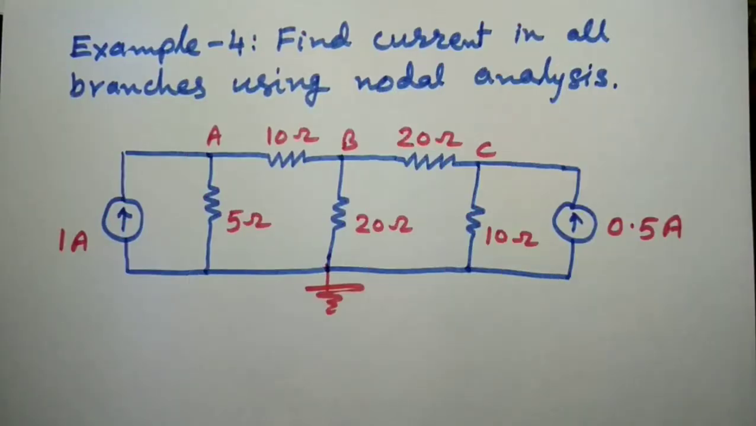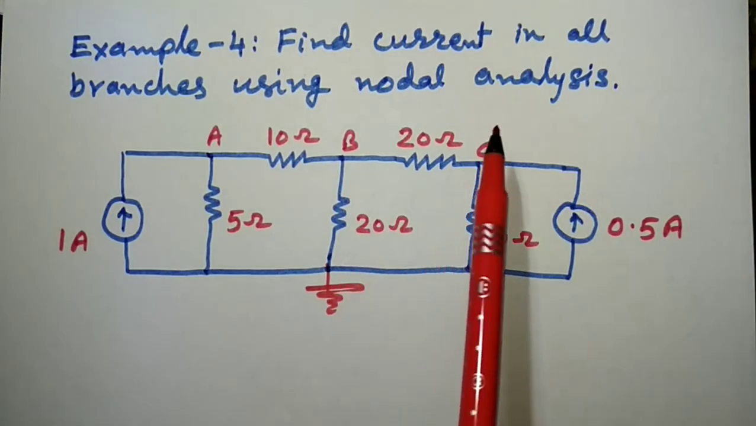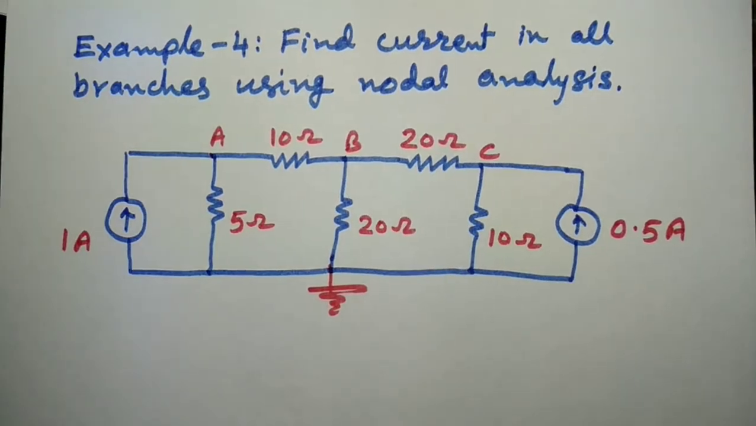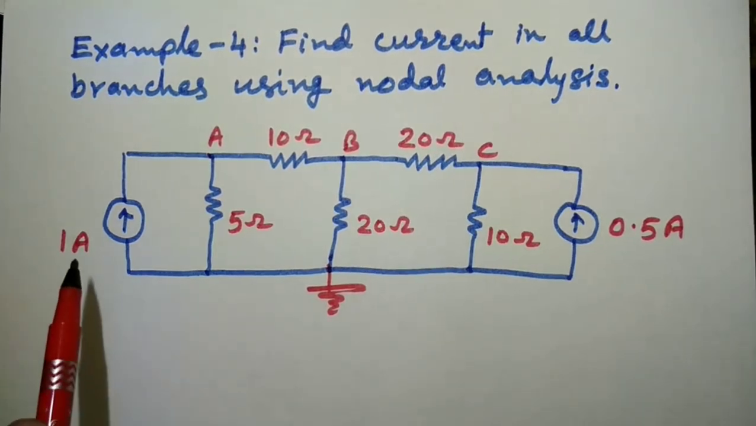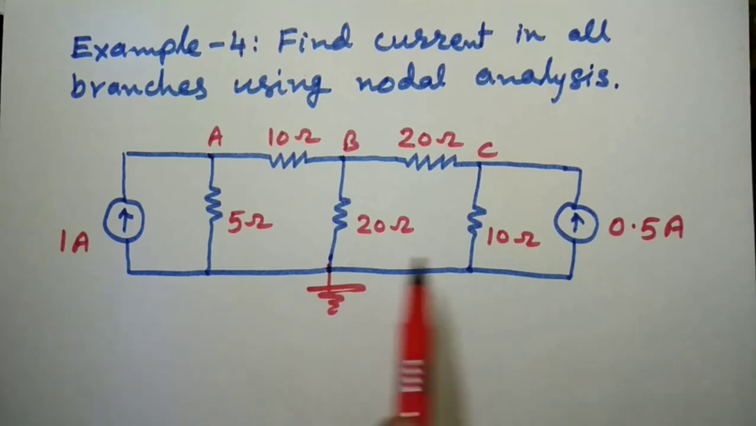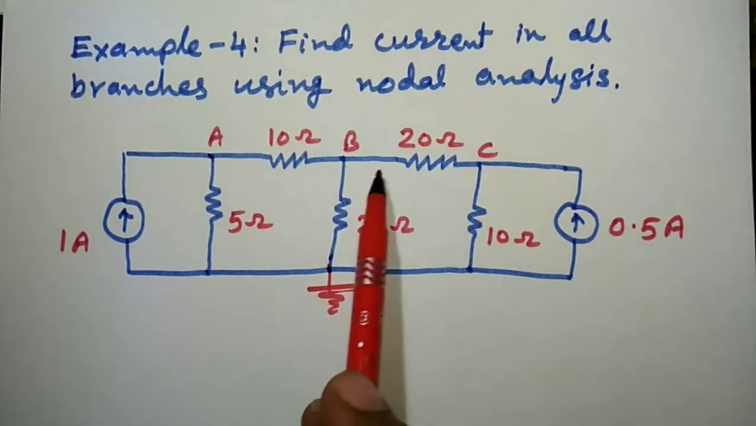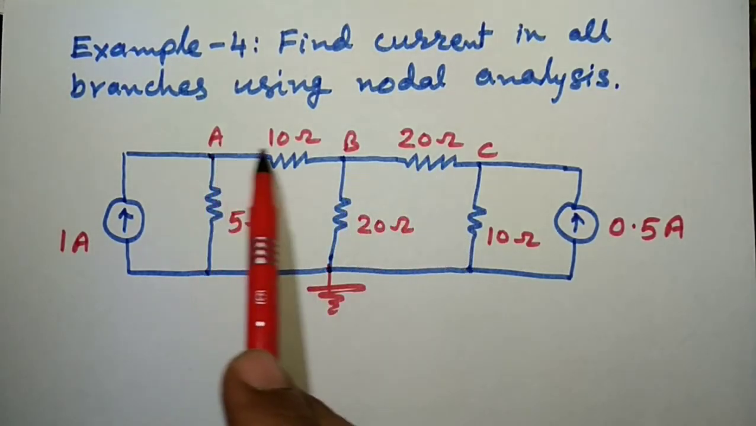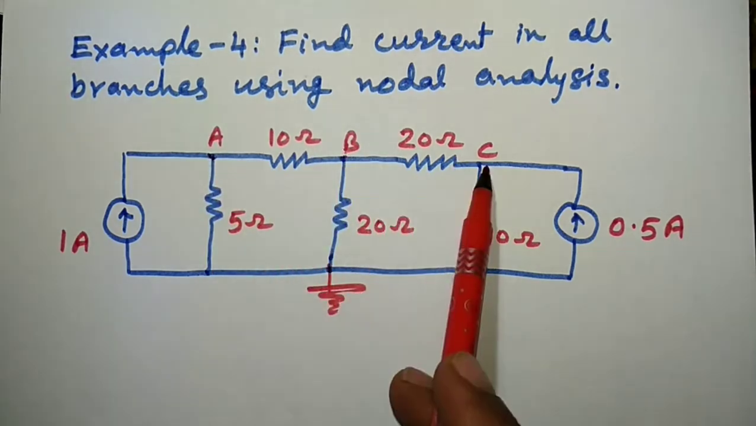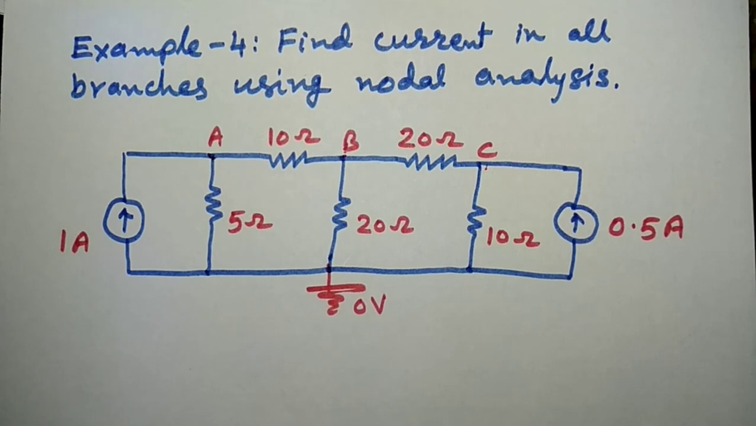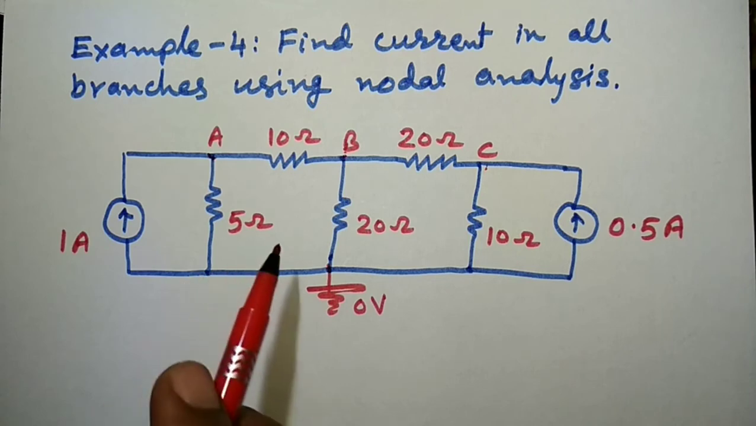Now this is a practice question. In the given circuit, find currents in all the branches using nodal analysis. Here in the circuit we have two current sources, 1 ampere and 0.5 ampere. There are some resistances given here, and the nodes I have marked as A, B and C, and this is the ground of 0 volt. So try to use the nodal analysis and find the current in all the branches.